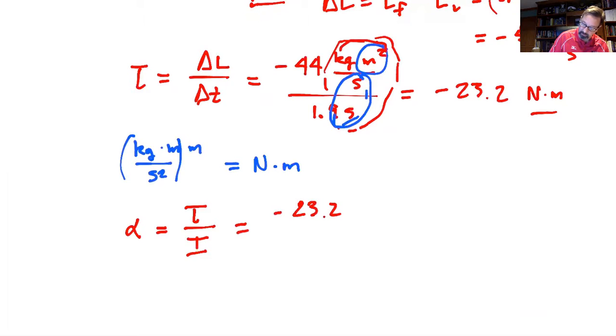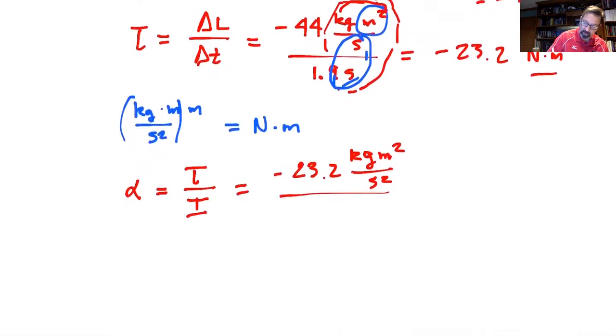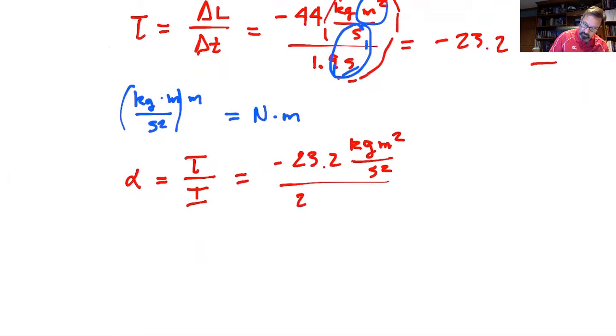Rather than writing Newton meters, write kilogram meters squared per second squared. Okay, because I'm going to divide that by, and I've forgotten the number while I was yakking here, 2.7 kilogram meters squared, right? 2.7 kilogram meter squared. And now you can see why I went back from Newton meters to the units before I simplified them, because that and that cancel, and I'm left with 1/second squared.